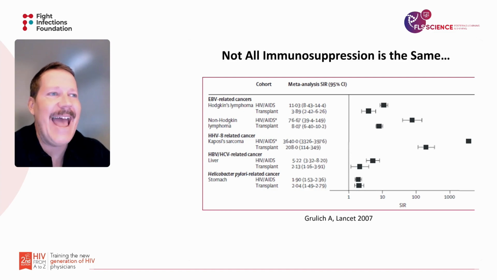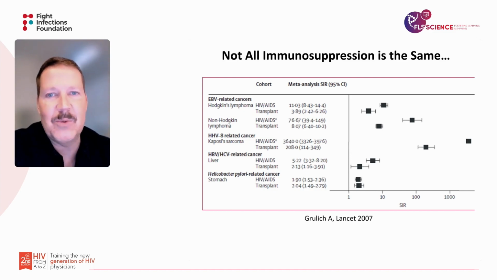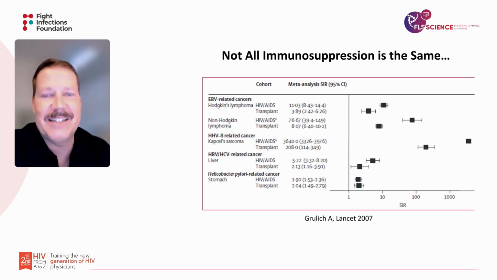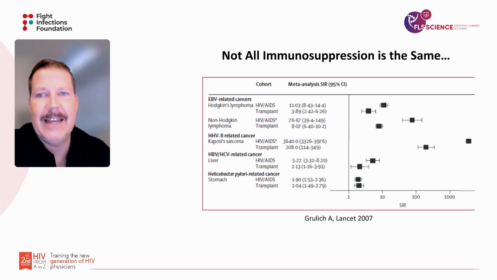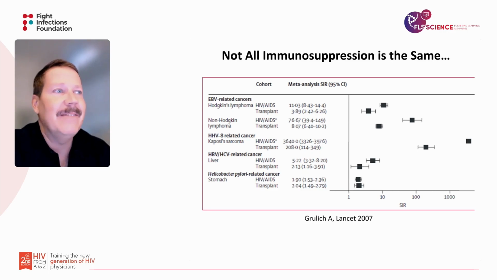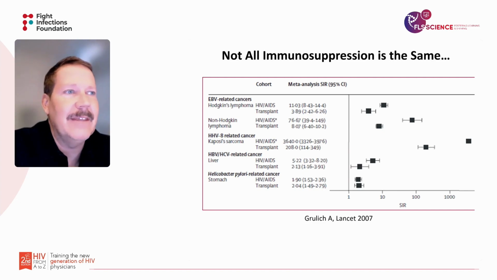This is now looking at the article by Grulich et al., which was the large meta-analysis of 7 studies that I showed you before. And going back to the idea of transplant, they compared cancer risk in people living with HIV to those with transplant. And they did find that in many cases, the incidence of cancer was higher among HIV patients than those who had received a transplant. But this was also very dependent on the type of cancer.